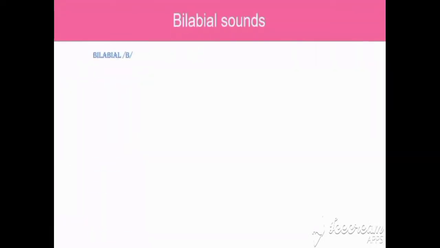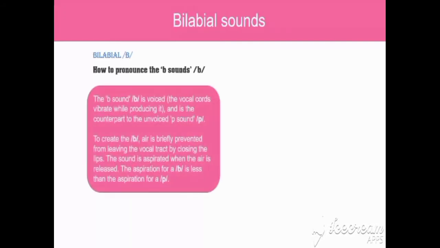Bilabial b. How to pronounce the b sound? The b sound is voiced. The vocal cords vibrate while producing it, and it is the counterpart to the unvoiced p sound. To create the b, air is briefly prevented from leaving the vocal tract by closing the lips. The sound is aspirated when the air is released. The aspiration for a b is less than the aspiration for a p. For example: grab, husband, bird.